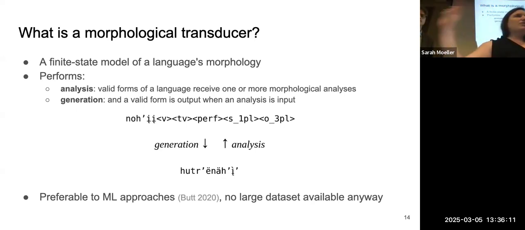Likewise, if I were to take that string of tags and feed that into the transducer, it would be able to spit back out the form. So it can go either direction. There's some reason to think that a transducer that's finite state like this is somewhat better for this type of data than a machine learning approach. But regardless, we wouldn't have enough data for a machine learning approach anyway, so this is what we're working with, and it seems to be working pretty well so far.